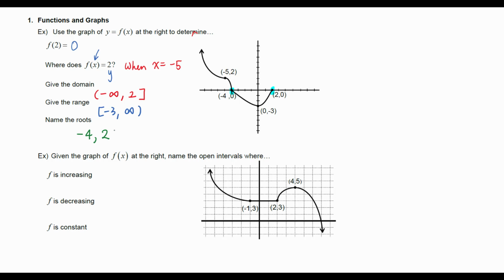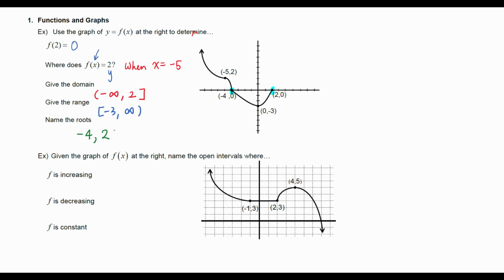Next example. Given the graph of f of x at the right, name the open intervals where f is increasing, decreasing, or constant. Typically, we interpret the graph from left to right. From left to right, if a graph is going up, we say f is increasing. If the graph is going down, we say f is decreasing. And if there is no change and the graph is the same, we say f is constant.